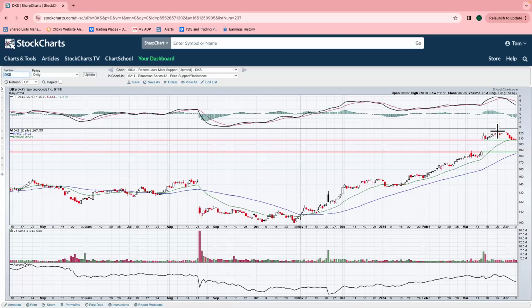Look at what happens afterwards. We end up going up, taking out this high, moving to a new high, and now when we come back down, we're testing the top of gap support, which is the recent low. And in this case, we're right on the 20-day moving average. So DIX, in my opinion, is a great trade right here on the long side. I mean, if it goes down below the 20-day, you can get out pretty quickly.